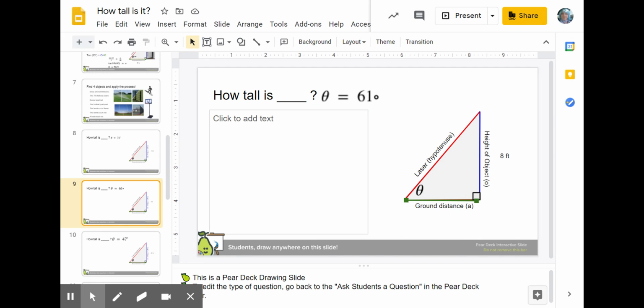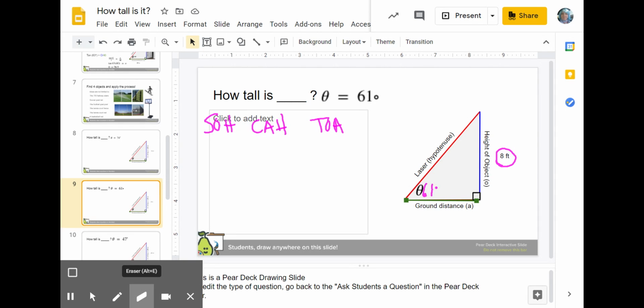So let's mark everything we can mark. We've got a 61 degrees here, so this is my 61. This is the O. So if I do SOH CAH TOA, if I know the O, which function do I cross out? Which one do I not do? Because it doesn't have an O in it, right?